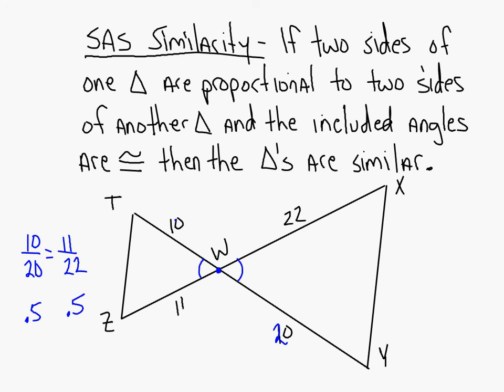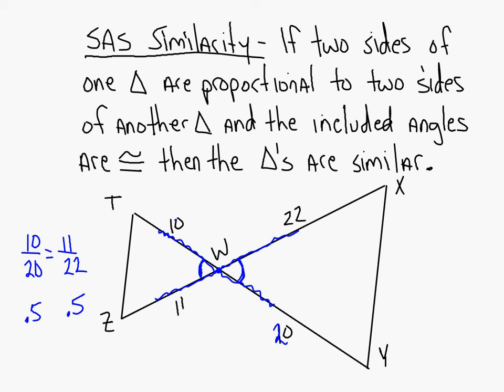The included angles. You got the side that's 10 and the side that's 11. The angle in between is called the included angle. You got the side that's 20 and the side that's 22. The angle that touches those is the included angle. So the included angles are congruent. So you can write your similarity statement.